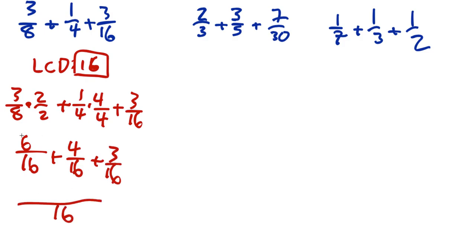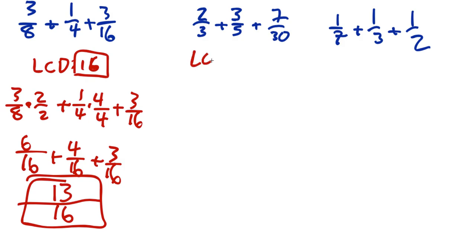I'm going to go ahead and add up all these numerators. 6 plus 4 is 10, plus 3 is 13. So we've got 13 over 16. Check to make sure it's lowest terms. This one is, so guess what? That one's done. Next, we've got 2/3 plus 3/5 plus 7/30ths.